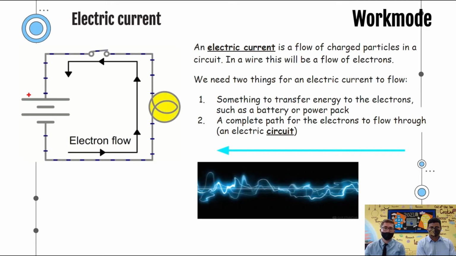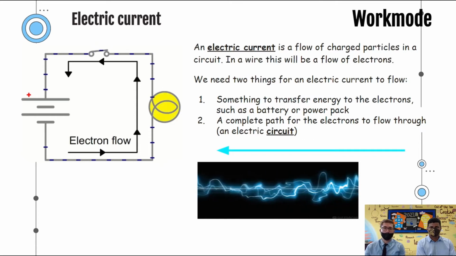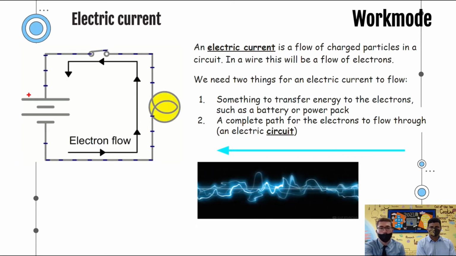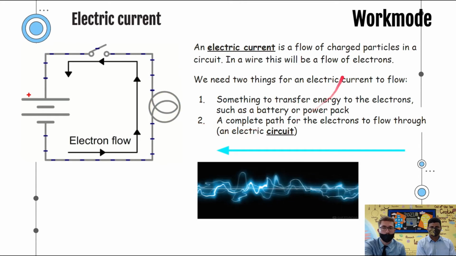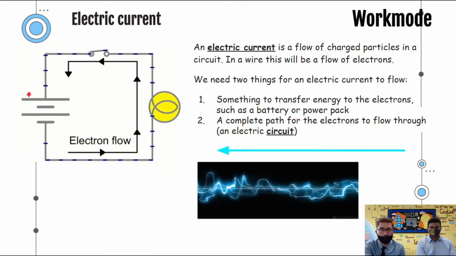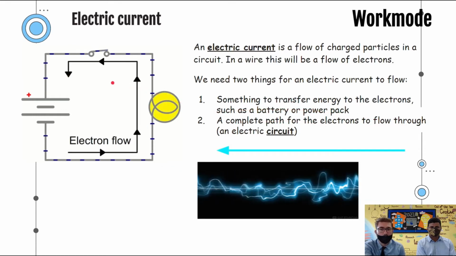Electric current is a flow of charged particles in a circuit. In a wire, this will be a flow of electrons. So we need two things for an electric current to flow. One, something to transfer energy to electrons, such as a battery or power pack, and then a complete path for the electrons to flow through, an electricity circuit.